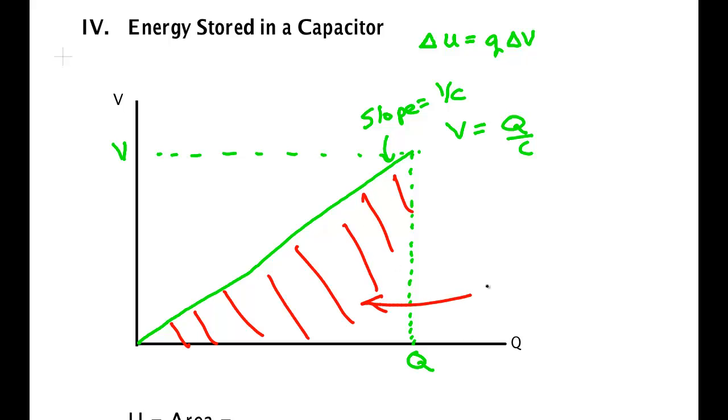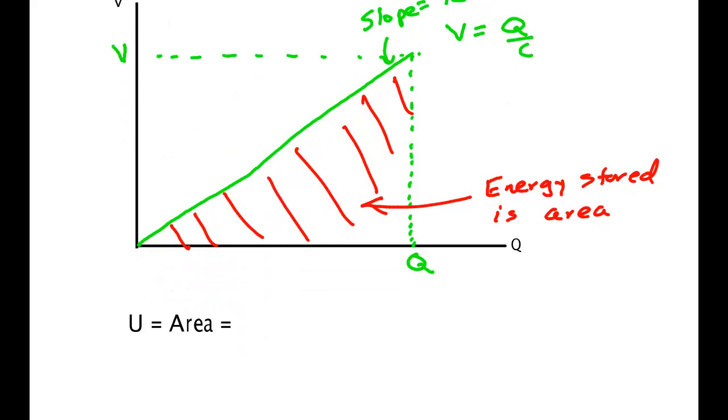So this is the energy stored, it is the area. Now, that's a triangle, which is very simple to find the area for. So the area is equal to 1/2 Q times V. But we know that V is Q over C, and of course Q is CV.